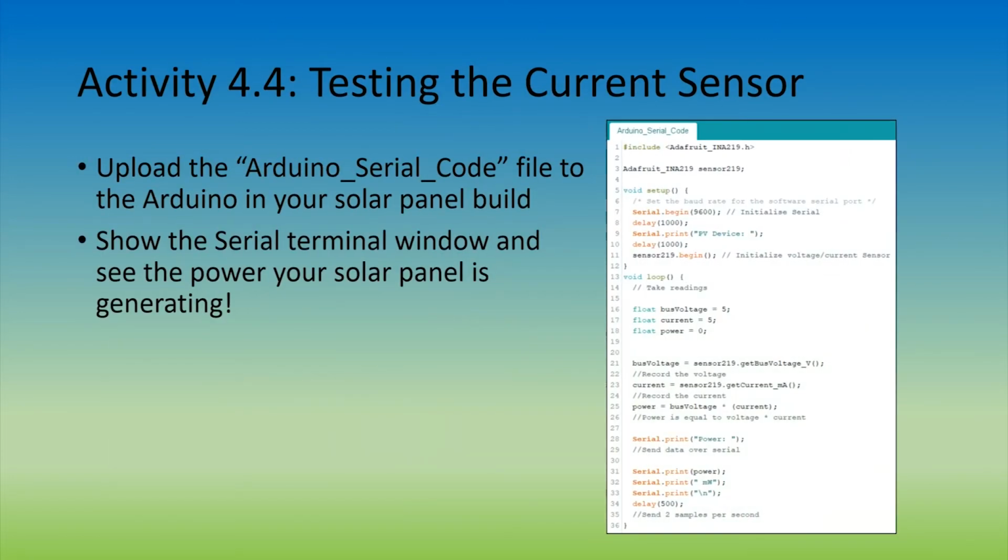In this last activity, we will be testing the current sensor and the solar panel combination. You have already built this circuit in session 3. Open the Arduino serial code file, and we will take a look at it to see what everything does. Take a moment to understand it. Essentially, this code will take the voltage and current readings from the current sensor, calculate the power generated by the solar panel, and then print it to the serial terminal.